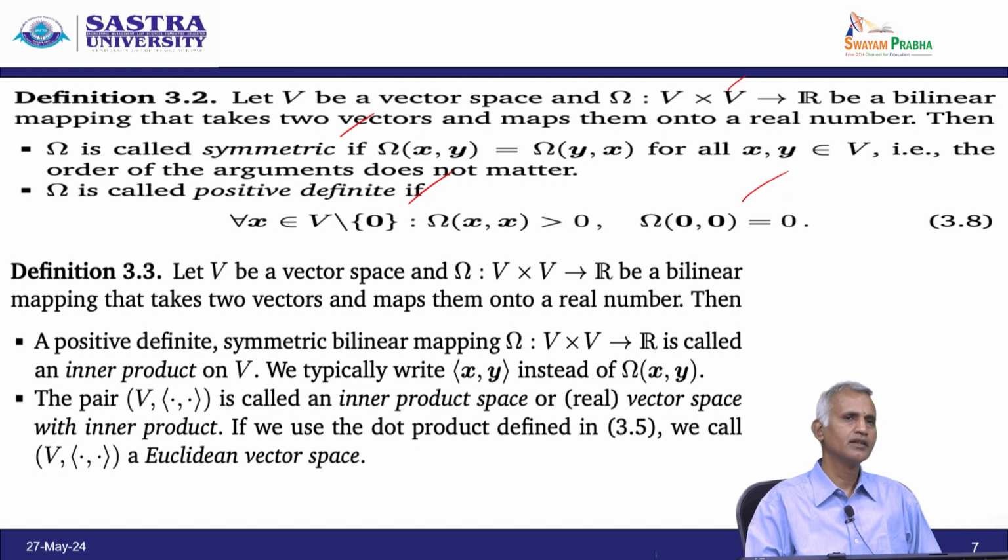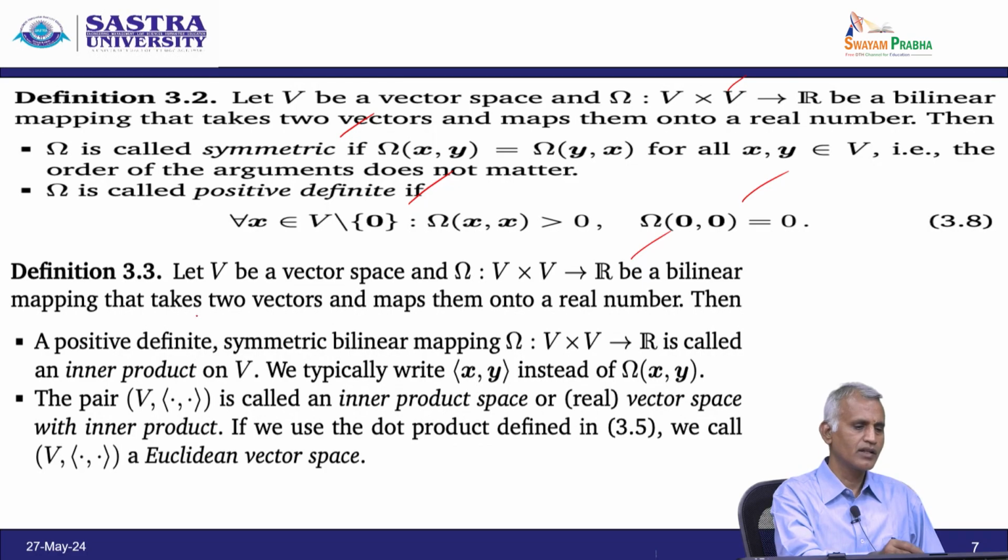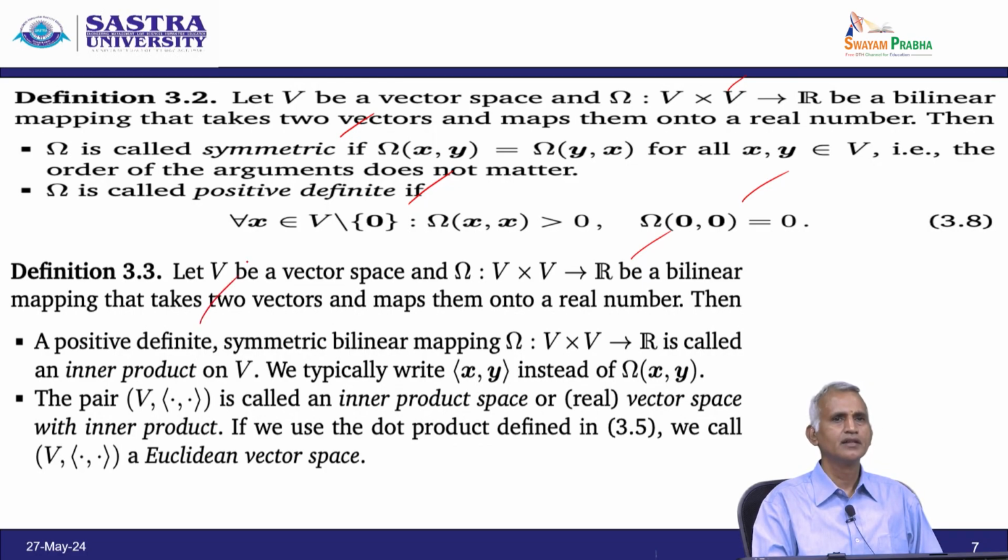Next definition. Let V be a vector space and omega: V cross V to R be a bilinear mapping that takes 2 vectors and maps them onto real numbers. Then a positive definite, symmetric bilinear mapping omega from V cross V to R is called an inner product on V, typically written as angle brackets (x, y) instead of omega of (x, y). So, the pair V with the inner product is called an inner product space, and if you use the dot product, we call it a Euclidean vector space.